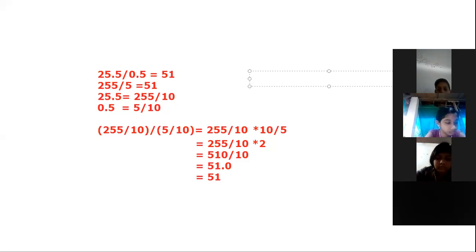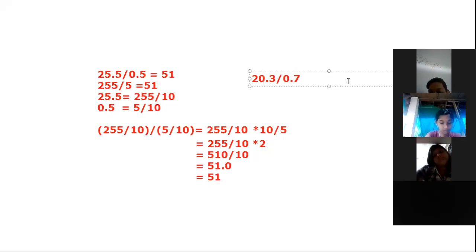20.3 divided by 0.7. How will you divide 20.3 and 0.7? How will you divide? 203 divided by 7. We can divide the 7 by 10 in a simple way, by finding the reciprocal. Yes, the reciprocal of 7 by 10.